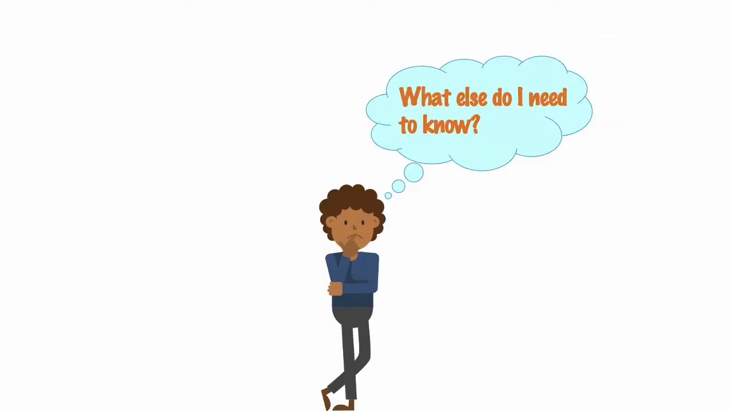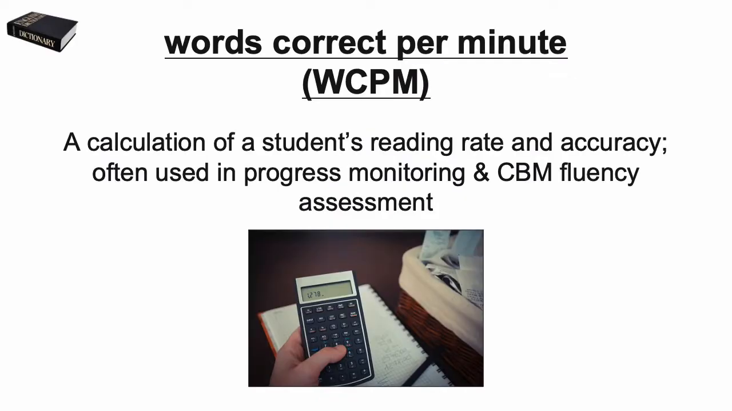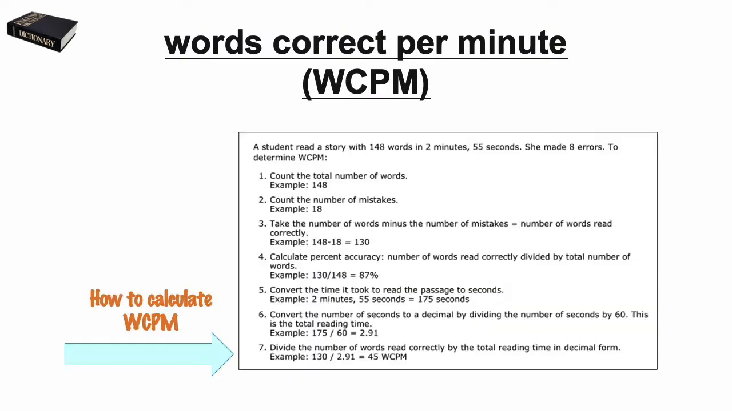Now let's define the new term that you need to know. One of the most common and most reliable ways that teachers measure students' oral reading fluency is in terms of rate, or words correct per minute. This is a calculation of the student's reading rate and includes its accuracy. It's important to keep in mind that this is not simply measuring how fast students read a text. As you can see from the steps shown here, calculating words correct per minute takes accuracy into account. We will work through an example of how to calculate this later in the video.